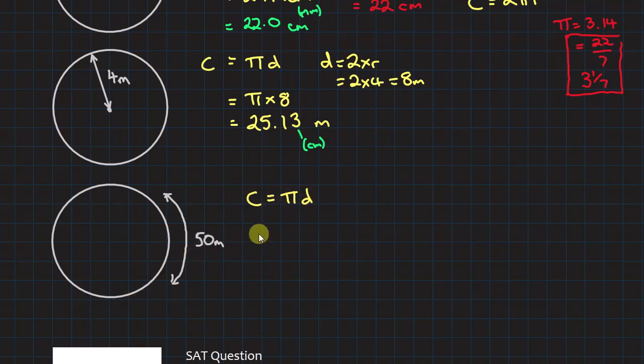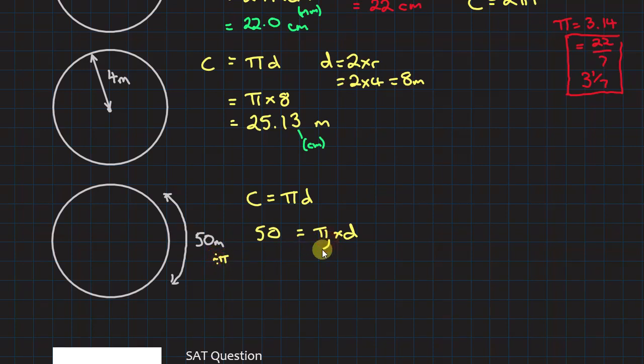Put our numbers into the formula that we know. We've got 50 equals pi times our diameter. Now pi, although it is a letter, is a number we know. So how do we rearrange this to get d on its own? We divide both sides by pi.